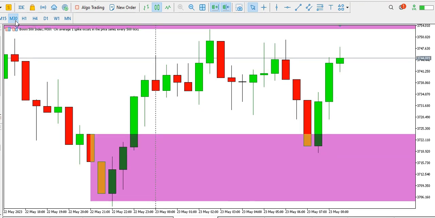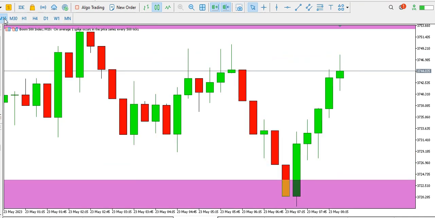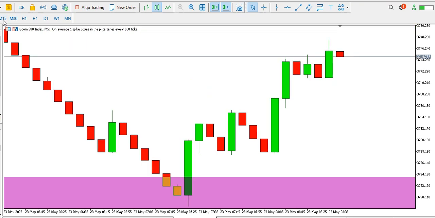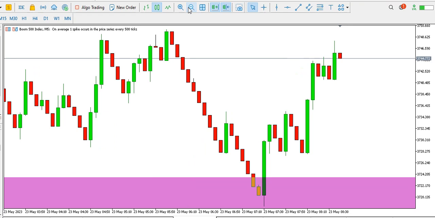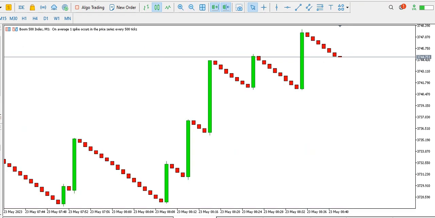It's currently ranging. On the 30 minutes time frame, we can see a range. It's visible. This is the range top, and you have your range bottom here. You might want to wait for price to break out of the range for you to enter your trade. On the 15 minutes time frame, price is still ranging, and price is already getting to the range top. You might want to wait for range breakout for you to enter the trade. On the 5 minutes time frame, price is also ranging, and same with the 1 minute time frame.